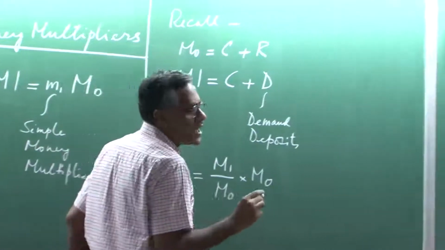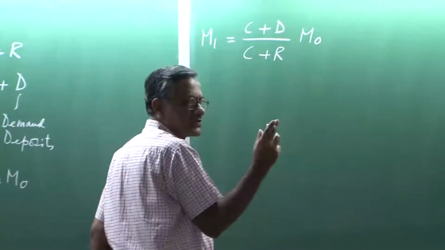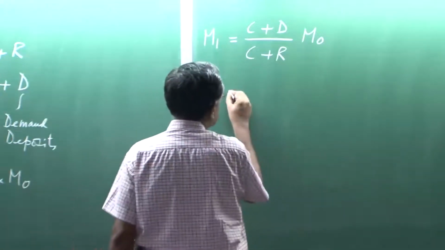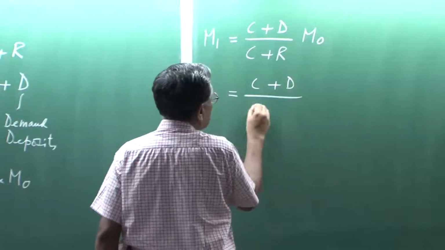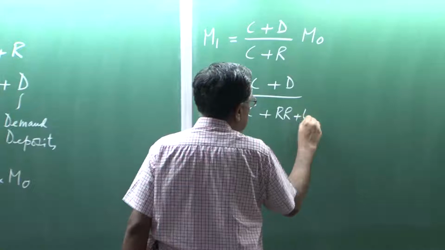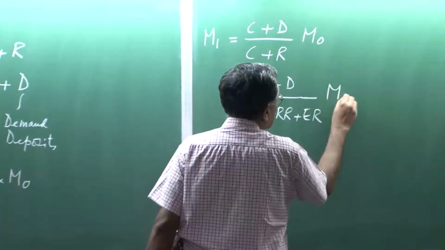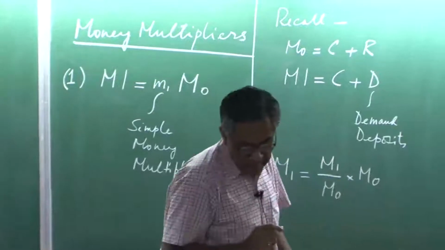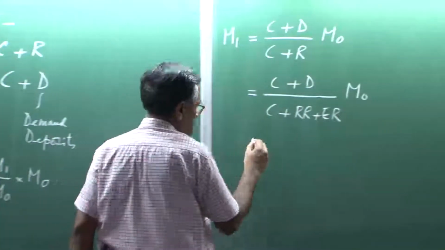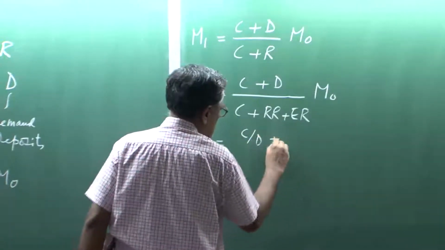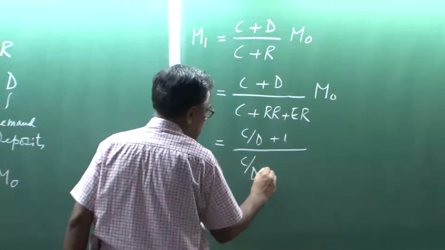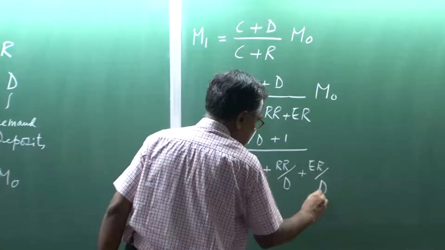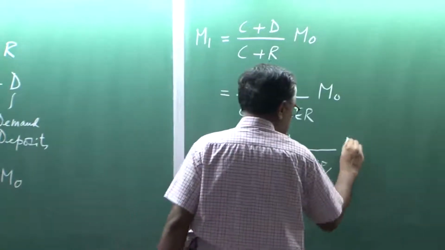Now, R has two types. R has two reserves. One is the required reserve, the CRR, another one is cash with banks called excess reserves. So, this can be rewritten as C plus D divided by C plus RR plus ER, into M0. All right? Okay. Now, divide numerator and denominator by D. So, what you have is C over D plus 1 divided by C over D plus RR over D plus ER over D.